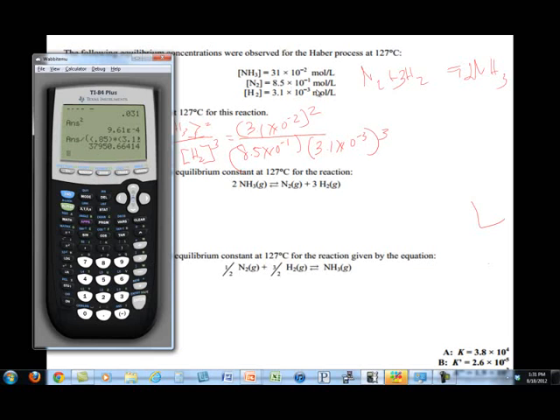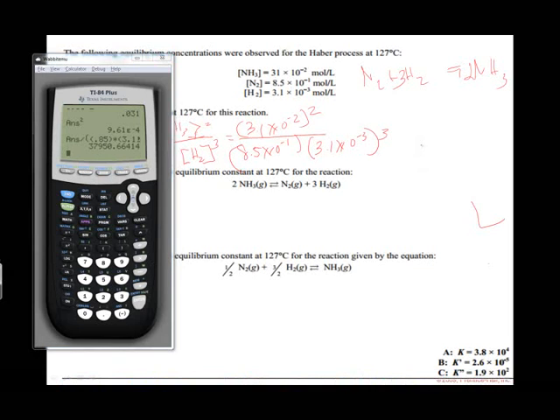I should have 2 sig figs, and it comes out where it should, 3.8 times 10 to the 4th. There's no units. Okay. Whew.